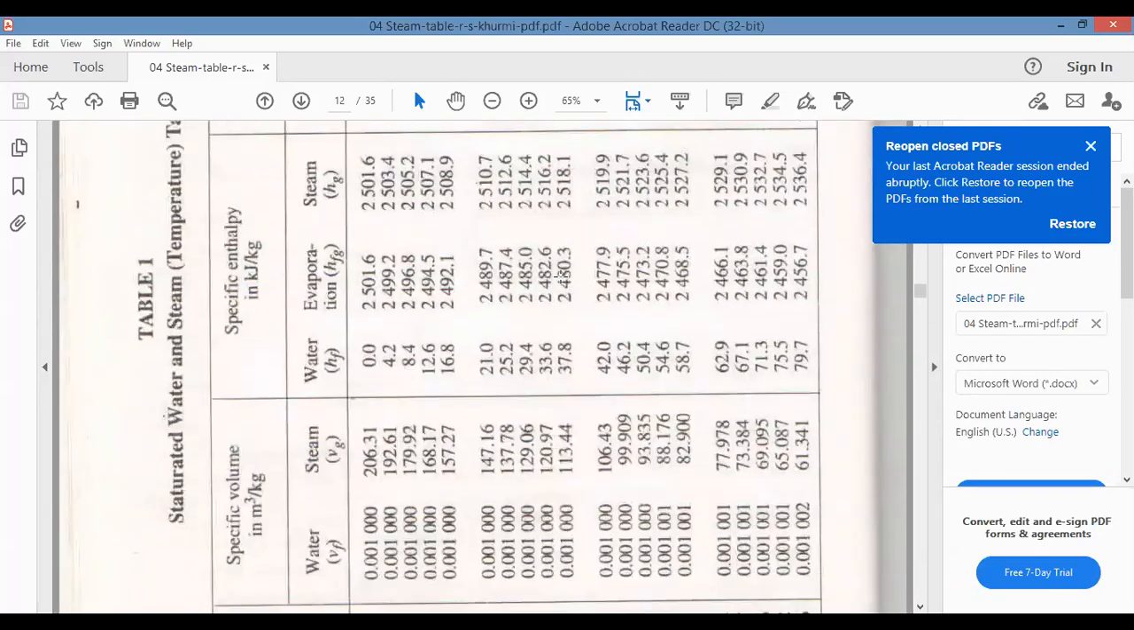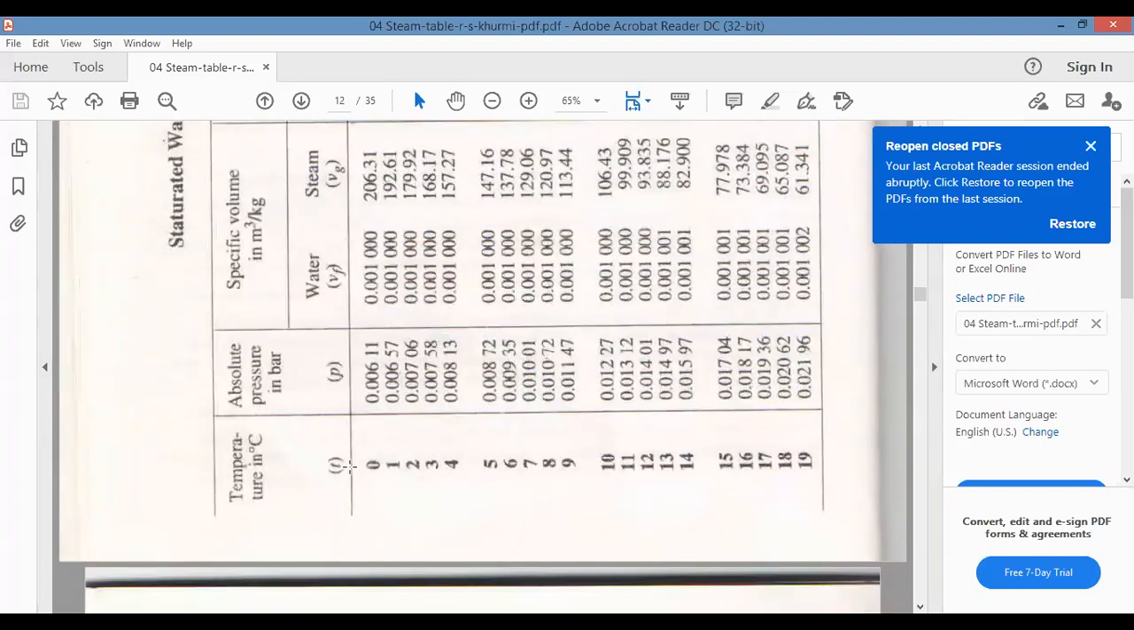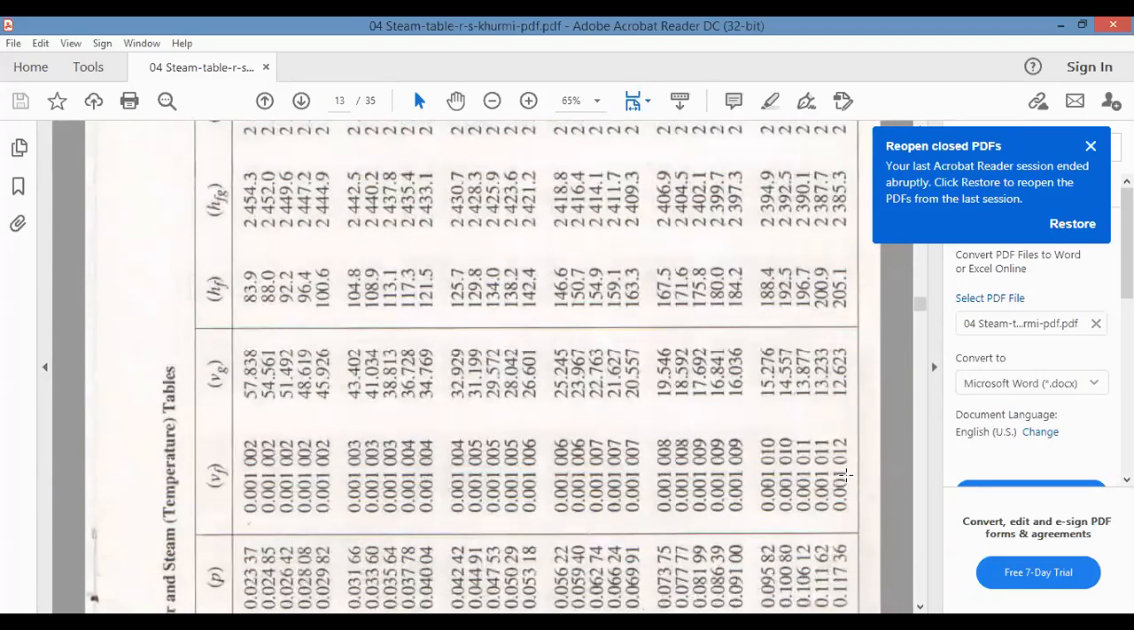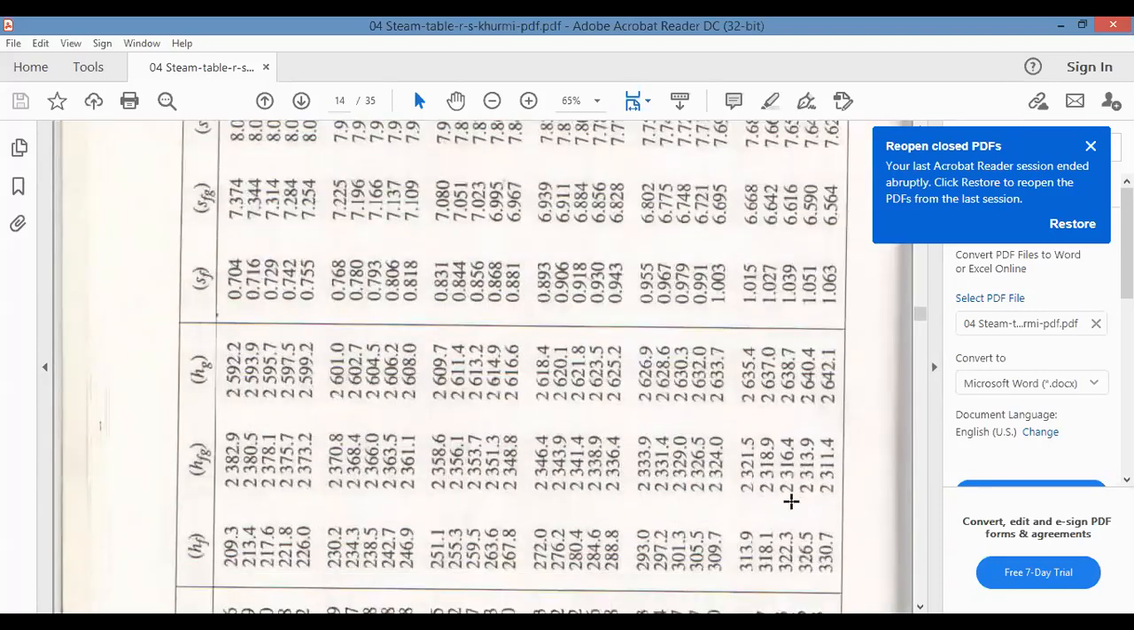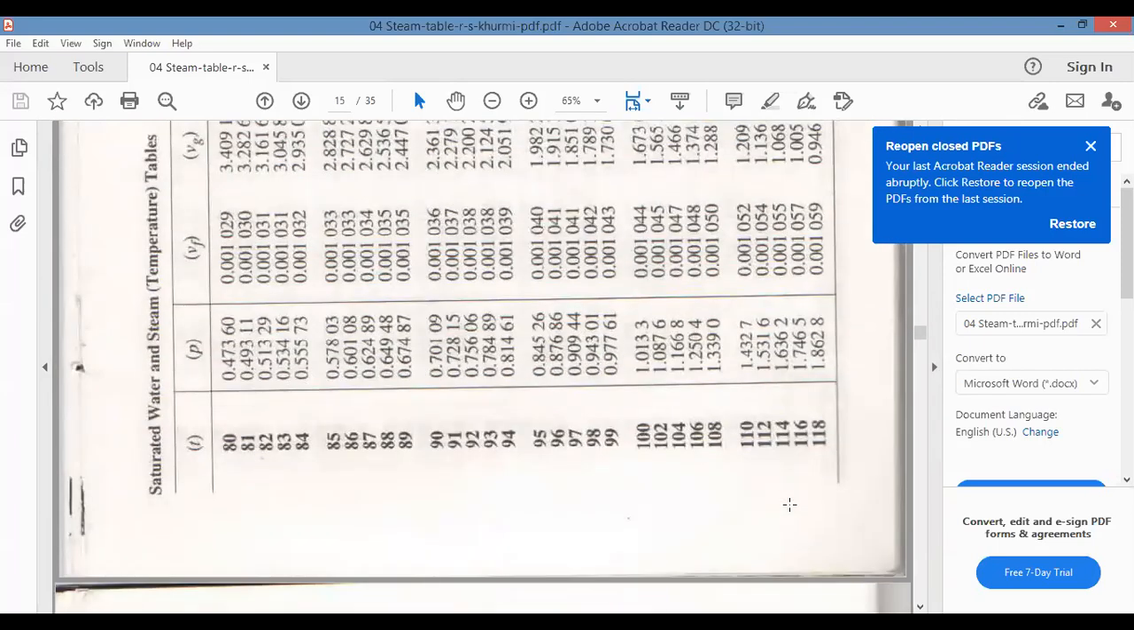Let me first just scroll through these saturated tables. Look at this. Table 1, saturated water and steam. It is arranged on the temperature basis. You look at this: 0, 1, 2, 3, 4, 19 degrees centigrade. Let us take 100 degrees centigrade because you are familiar with 100 degrees centigrade. Let me quickly move to 100 degrees centigrade. Look at this. This is 100 degrees centigrade saturation temperature, and you will easily notice that the pressure would be 1.013 bar, which is the ambient pressure.